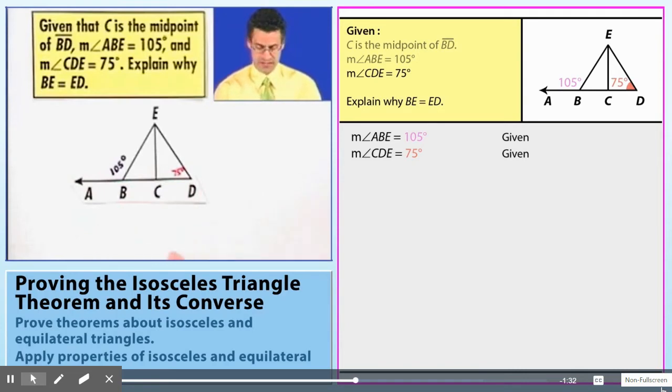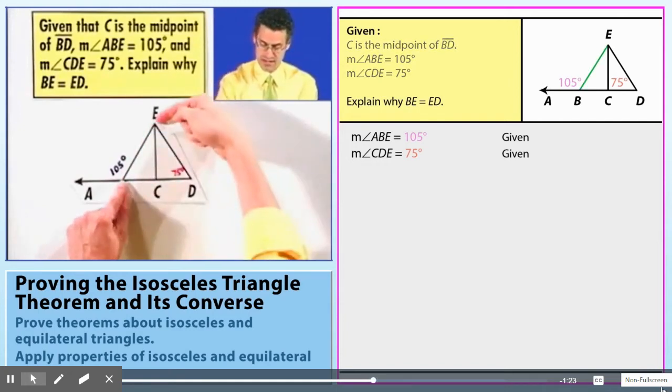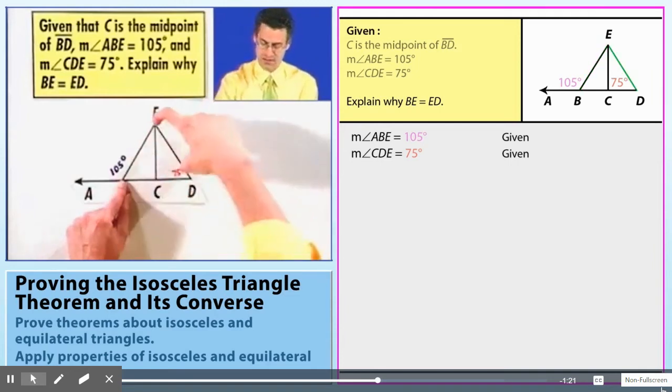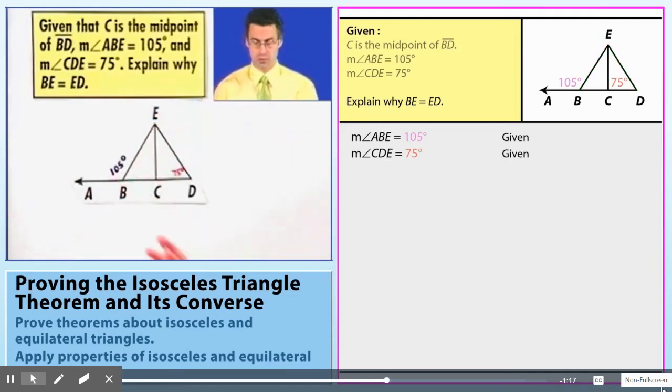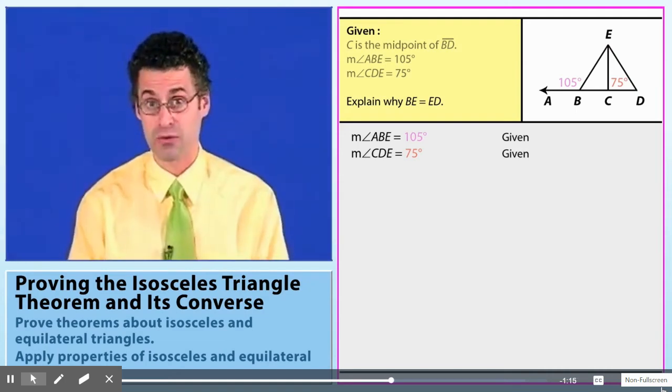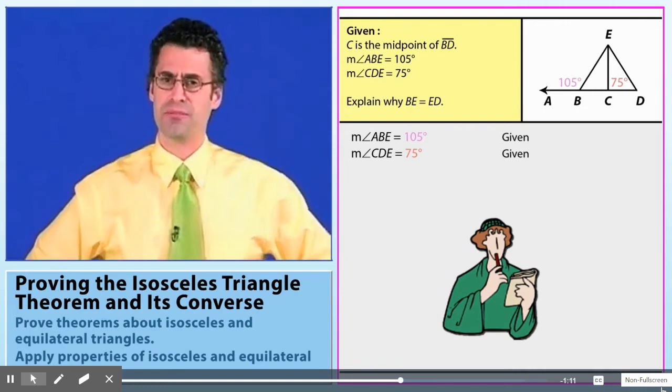And now we're supposed to give a justification for why we know for certain that, in fact, BE, that length, is equal to ED, that length. Why are these two lengths the same? And it's not just a matter of looking at the picture and saying they look the same. We need to explain mathematically why. Well, let's think about this. Seems kind of tricky because it doesn't seem like we have a lot of information.